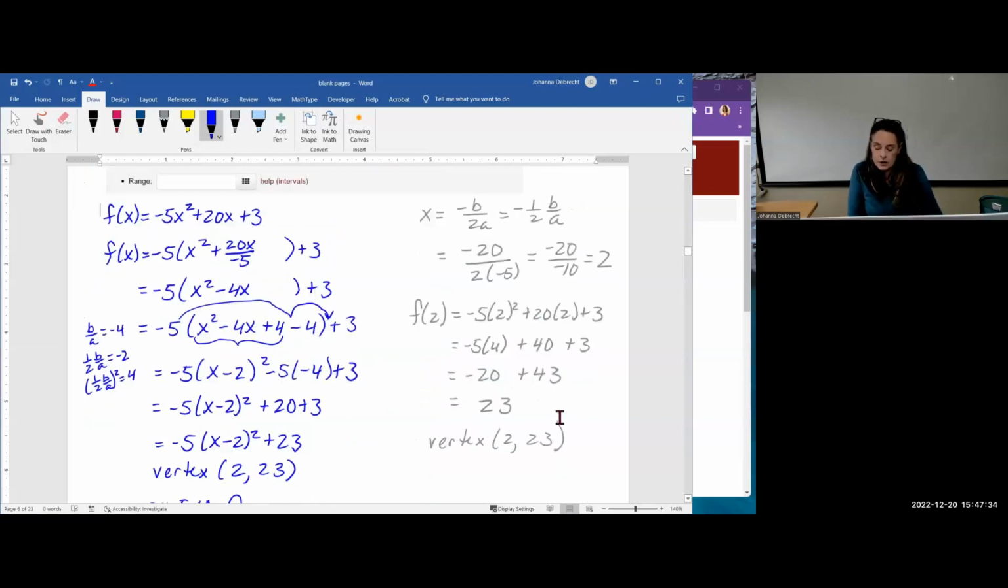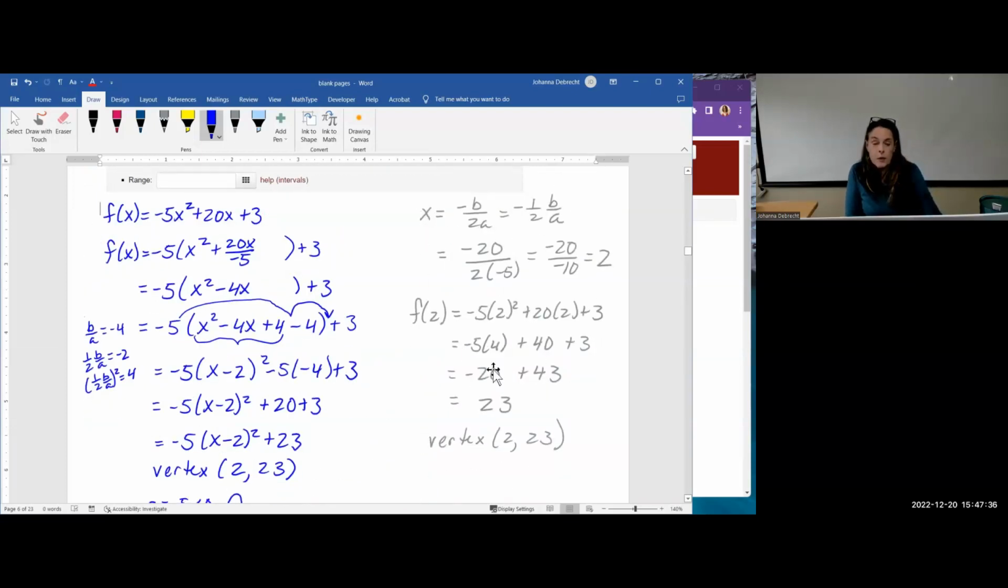Now in the gray on the right side, you'll see I use the formula half of -b over a, or -half of b over a, or -b over 2a, however you want to remember it. That gave me the x-coordinate of the vertex very quickly as 2, but then I have to substitute it into the function to find the y value.